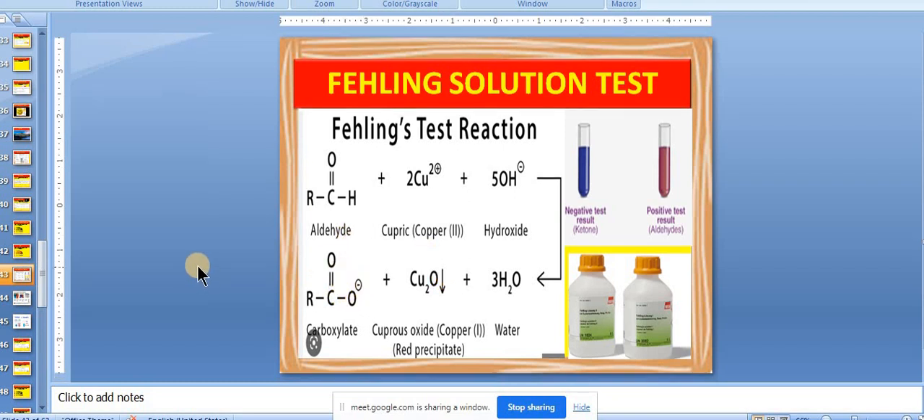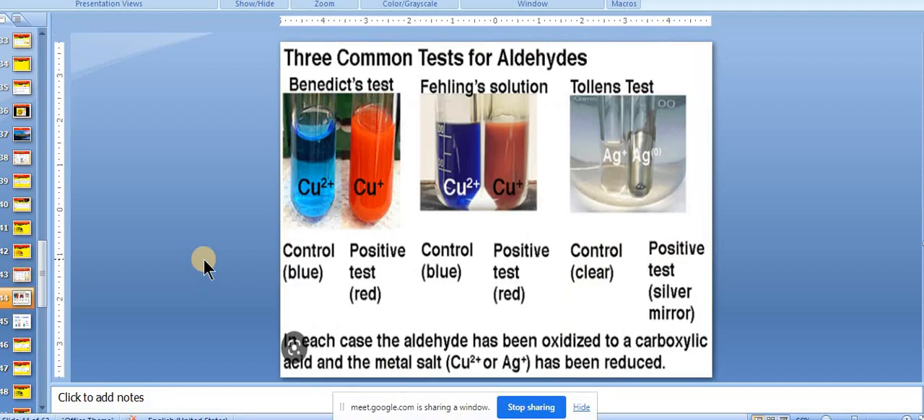Right. So now let us move further with the test. This is the center point you have to understand. Fehling solution is basically blue in color due to copper ions. So this blue color when reacting with aldehyde gives red precipitate. Similarly, if Benedict solution is there, it will be positive red. So we are not going to take up the Benedict test. We are only taking up Fehling solution test.